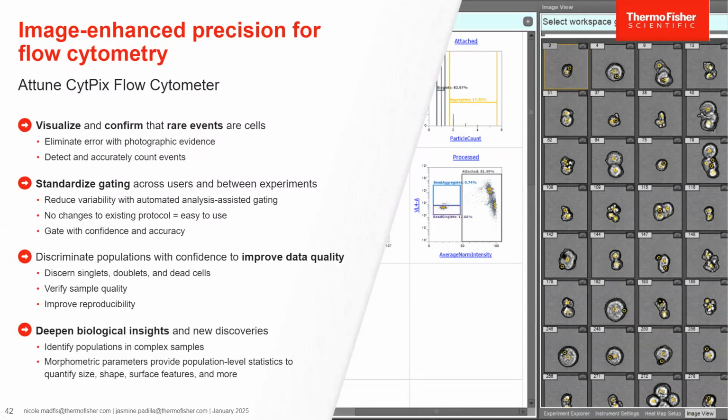Combining label-free morphology analysis with speed and high throughput ability on the CytPix can help improve the efficiency of your lab. You can visualize and confirm that rare events are cells, standardize and reduce user variability in gating, discriminate and achieve better resolution in populations with confidence to help improve data quality. And finally, deepen biological insights while witnessing physiologically relevant events that are indicative of cell behaviors.